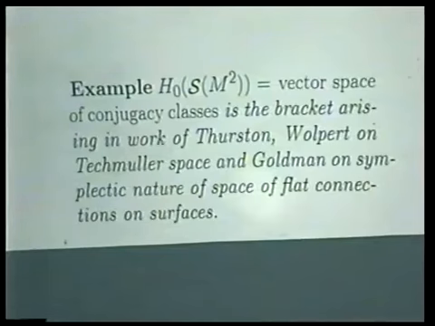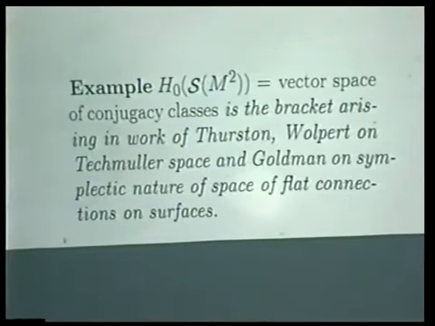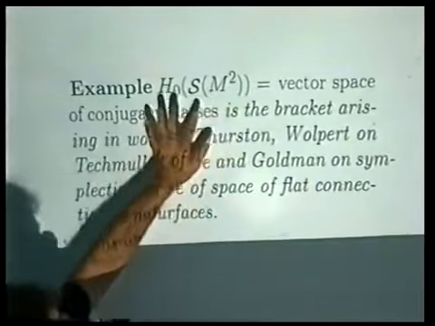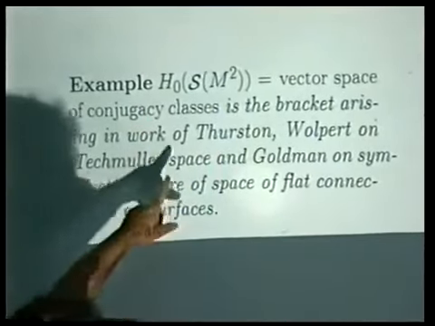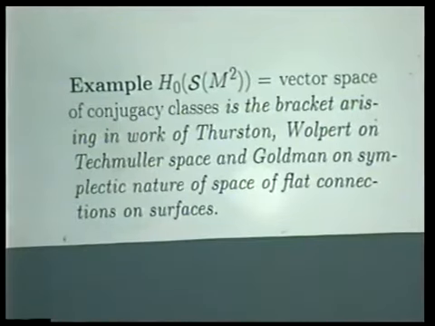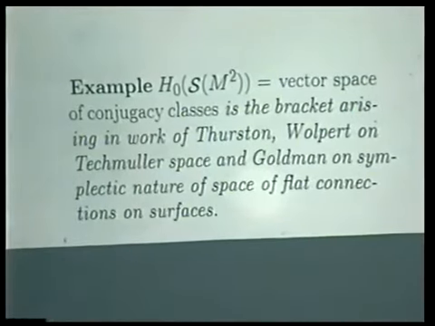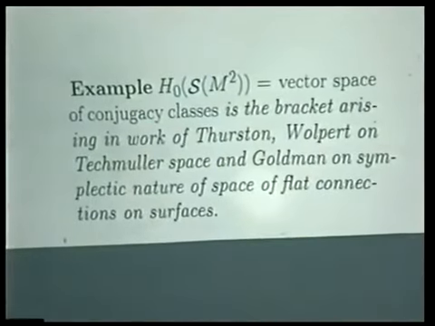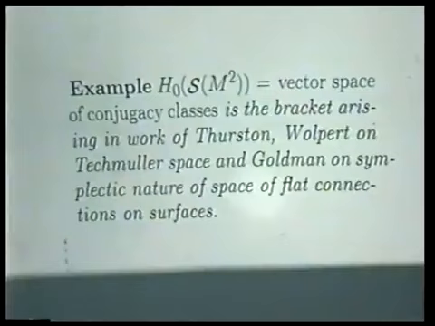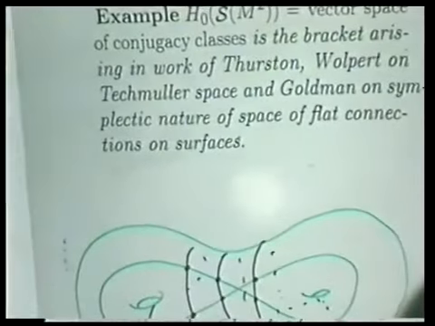And remember, the formula is i plus j minus d plus 2. So when d is 2, you get i plus j. So when i and j are both 0, you get 0. So this bracket induces a Lie algebra structure on this infinite dimensional vector space. And this is the bracket arising in the work of Thurston, Wolpert on Teichmuller space, and Goldman on the symplectic nature of the space of flat connections on surfaces. And here's a nice picture of the Goldman brackets. This is called the Goldman bracket.